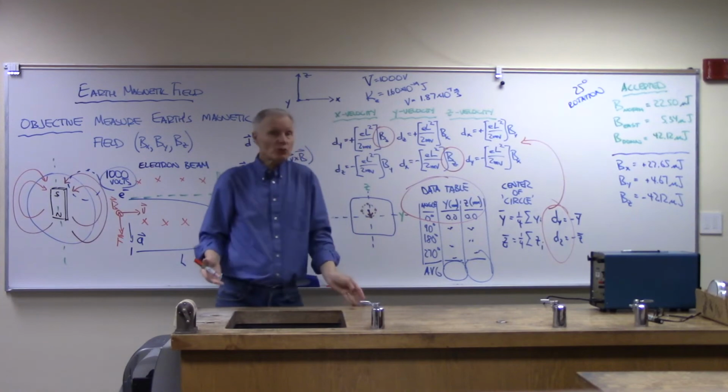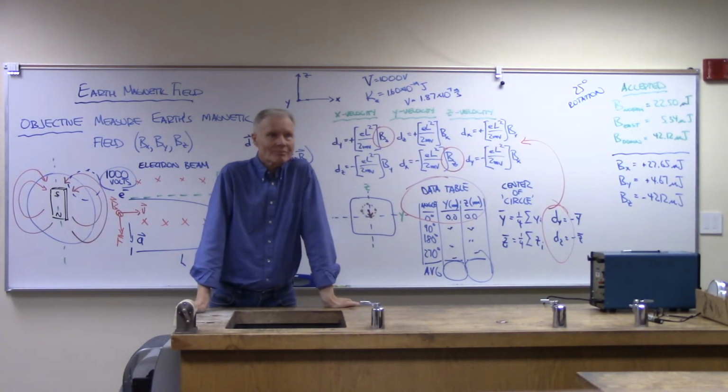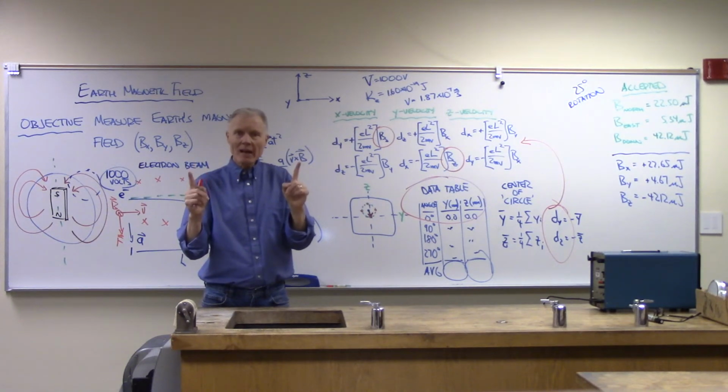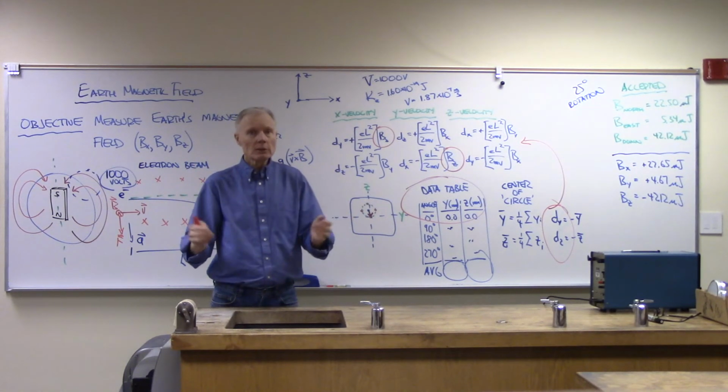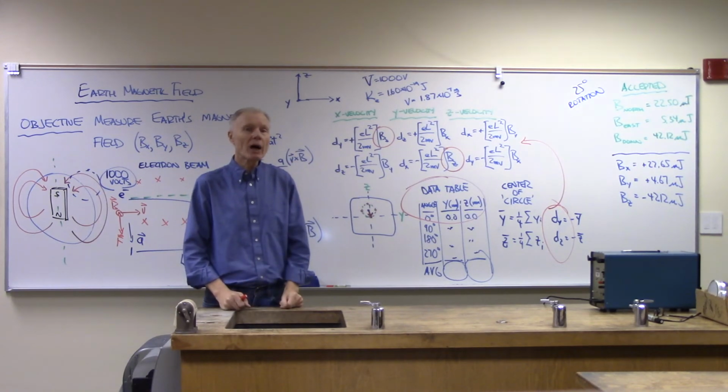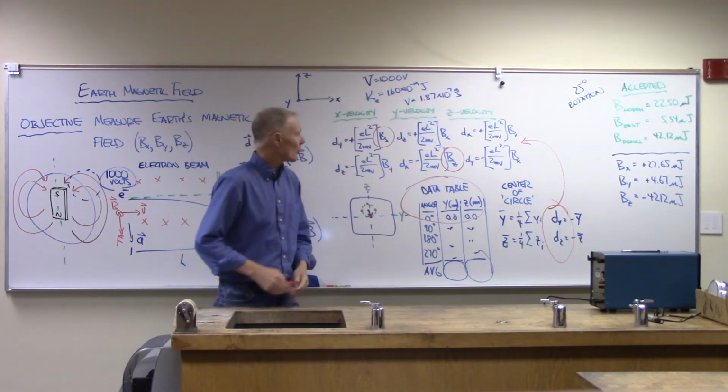Now, a way to check and see if everything's making sense is to see if your two BZ's match each other reasonably well. They're not going to be identical. And the two BX's and the two BY's, see if they line up with each other.